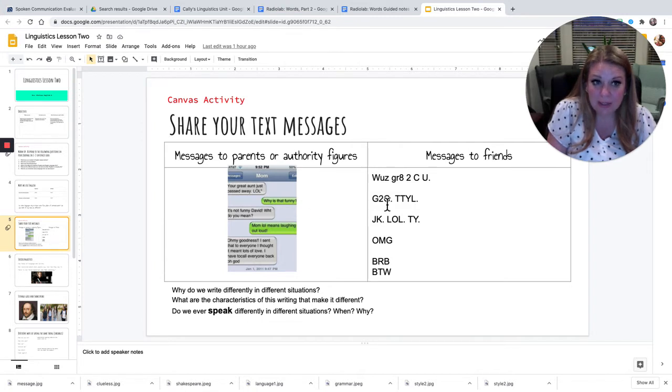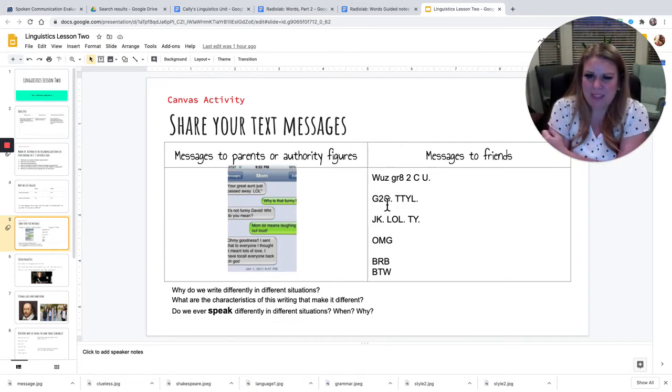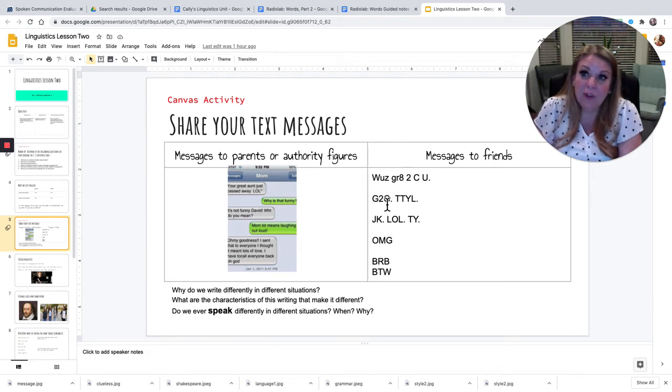To your friends, I'm expecting a lot of slang and abbreviations like G2G, got to go, or OMG, or BRB. But to your parent or an authority figure, I don't even know if your mom is going to know what G2G means. And the reason why our communication with different people is different is because our intent in communicating is different. This is the same as if you're an adult and you go into a job interview, you're going to communicate hopefully very differently than you would with your children around the dinner table that evening.